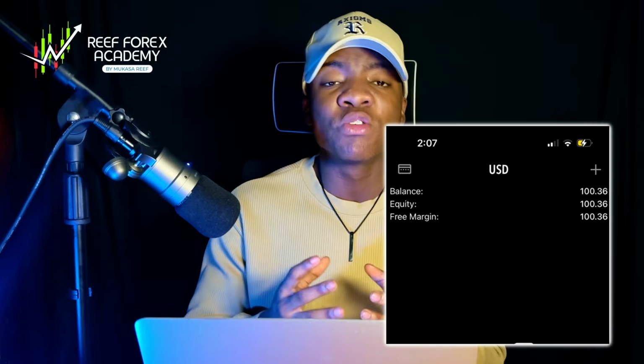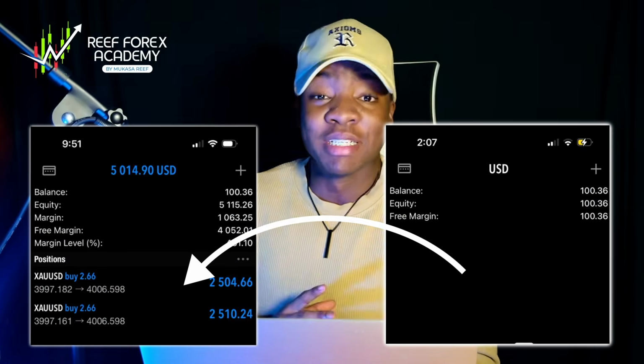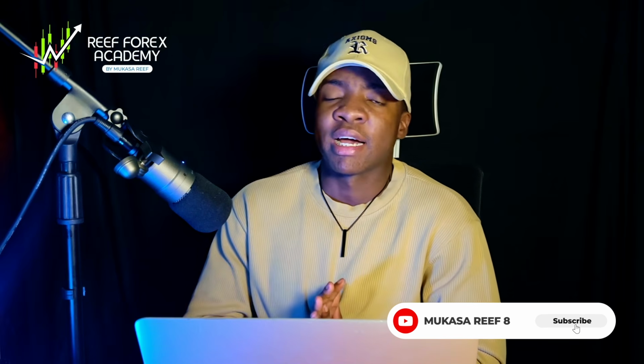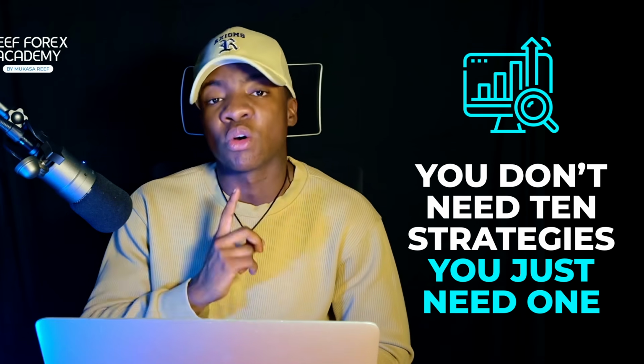So, and that's how you turn $100 to $5,000 without gambling, without indicators. Just by reading the real activity inside the market, you can get to know exactly what is happening and get to know exactly what you should do. So in conclusion, if you understand liquidity, order flow, and each and everything that follows, you don't need 10 strategies. You just need only one.